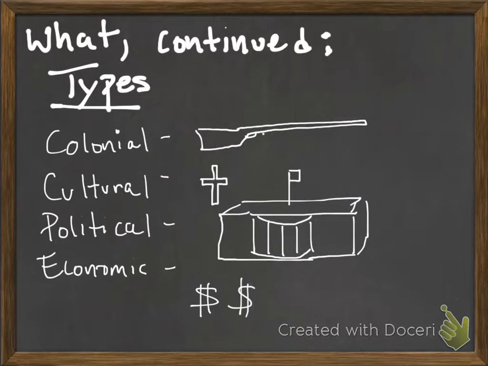Political imperialism, this is where one country's government is attempting to influence another country's government. And lastly, economic imperialism, where one country is controlling the economy in another country. And then, of course, we're talking about money.